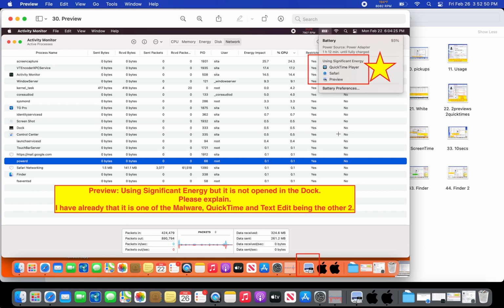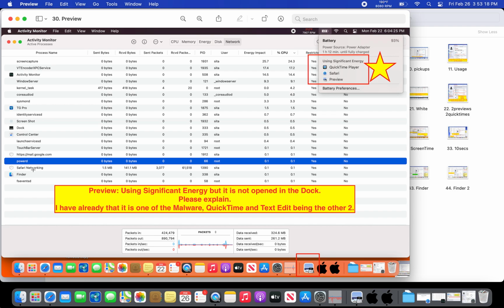I have QuickTime, Safari, and Preview running. And Preview, you had said, listen, close down Preview and close down QuickTime. But it's running, it's using significant energy here. And I'm looking at Activity Monitor and I don't see Preview here, and it's not open here. But I see it running using significant energy and I'm looking for it and I can't find it.